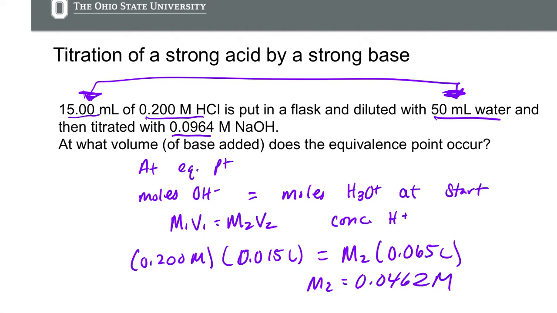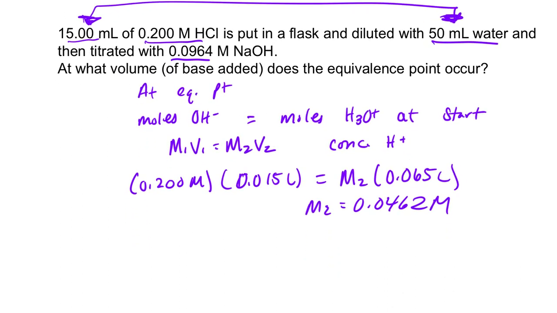Okay, the concentration is 0.0462 moles per liter. Oh yeah, we definitely need this. So we know the concentration of HCl in our flask. We need to figure out moles, and then from there we need to figure out moles of OH minus that need to be added, and within that, how many milliliters of the concentration we have will be added to get to that many moles. That was confusing. So let's work through it.